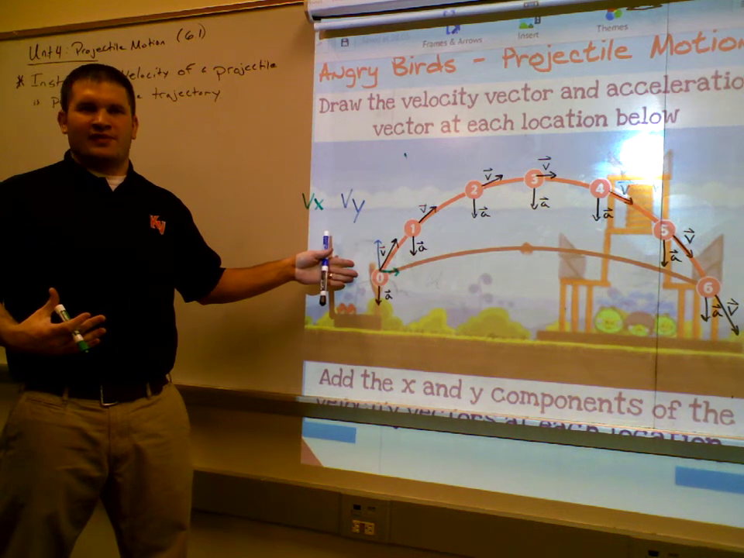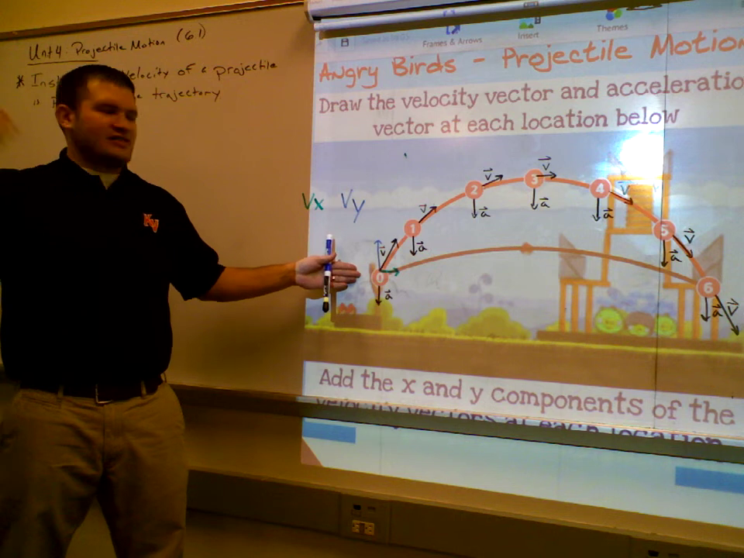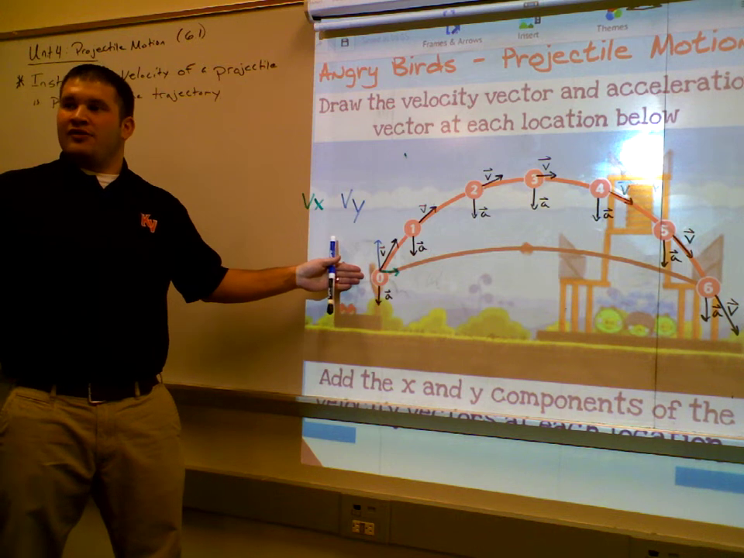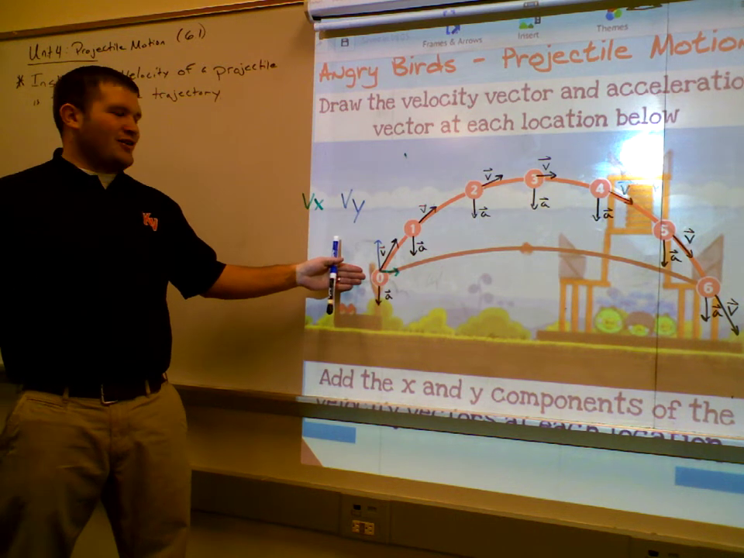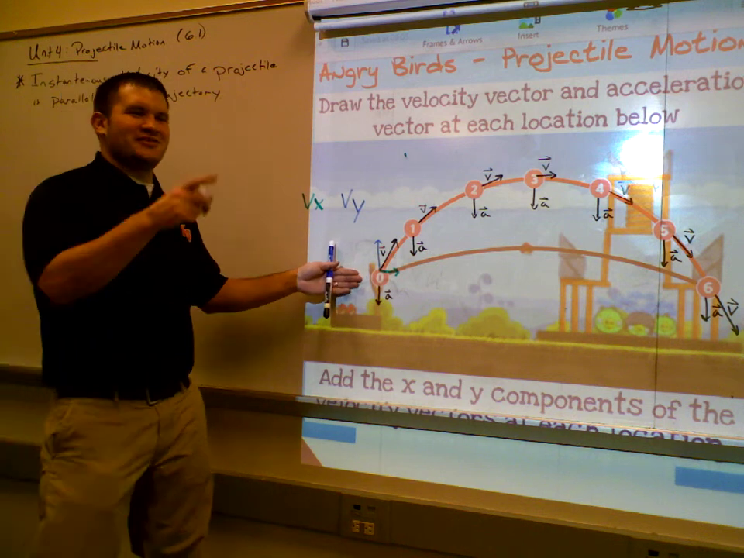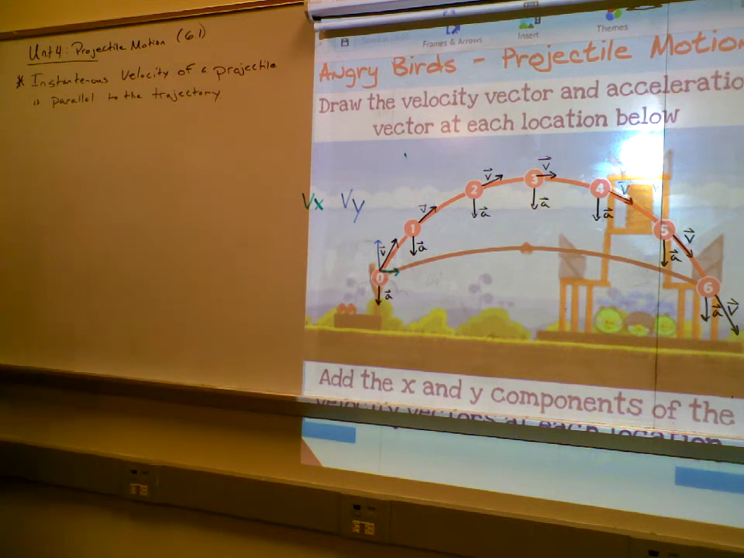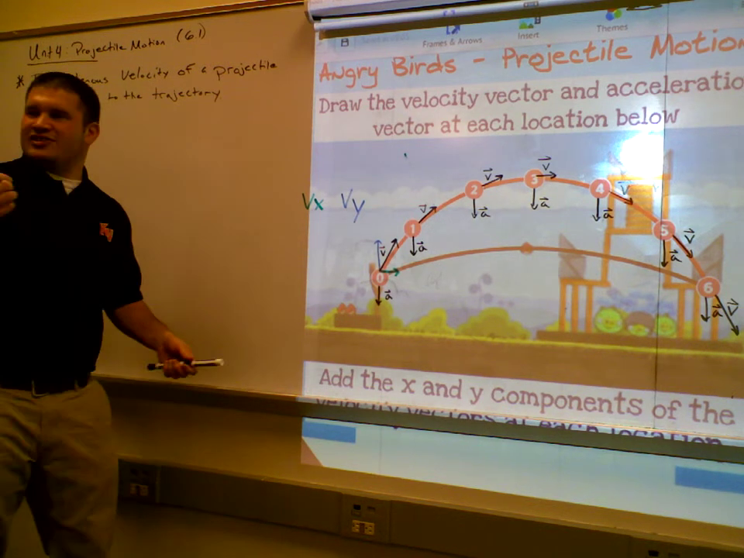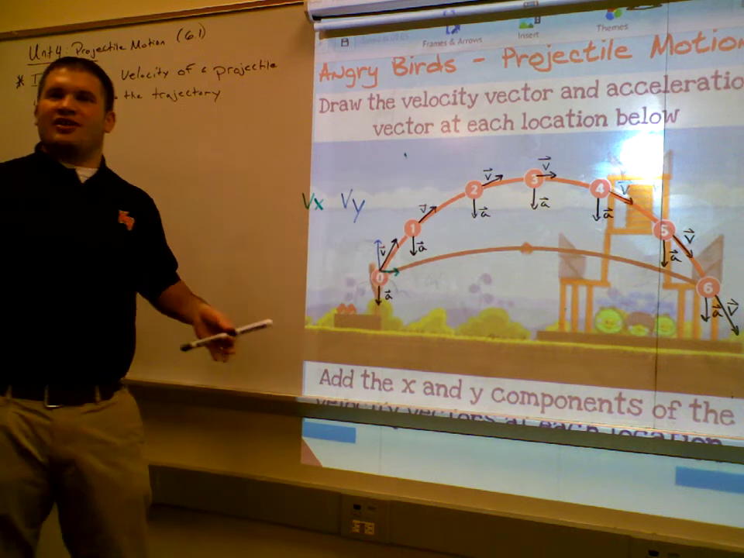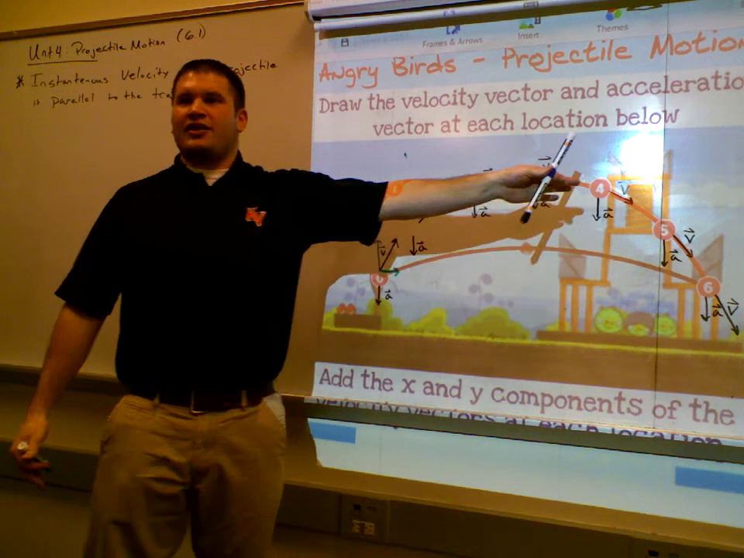Stays the same. Why does it stay the same, Kyle? Because you told me. Michael, why does it stay the same? Because it's not going any further distance. There's no acceleration, right? In the x direction, there's no acceleration. This acceleration is only in the y direction.